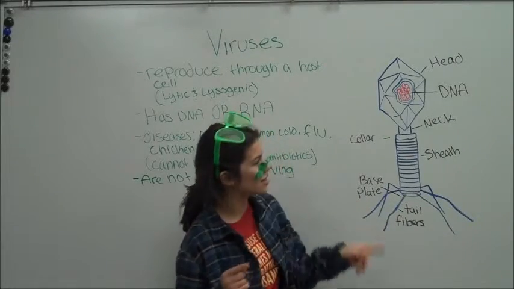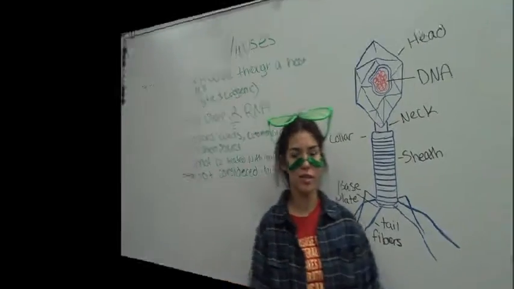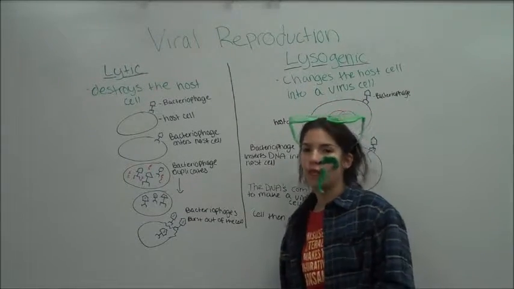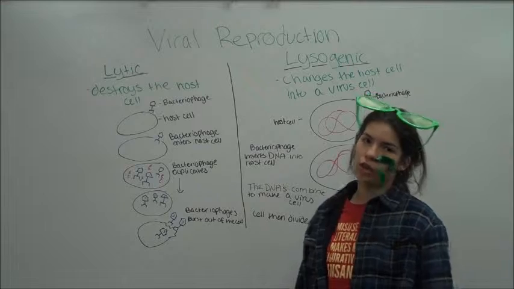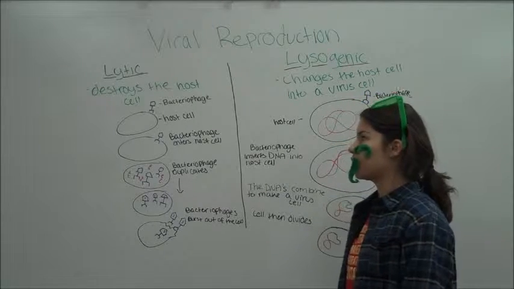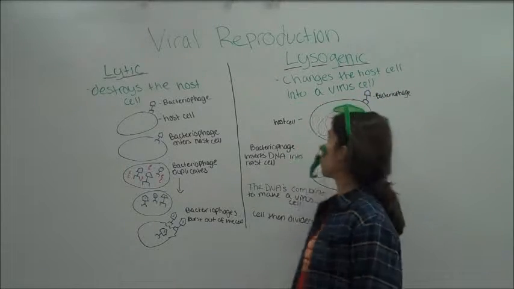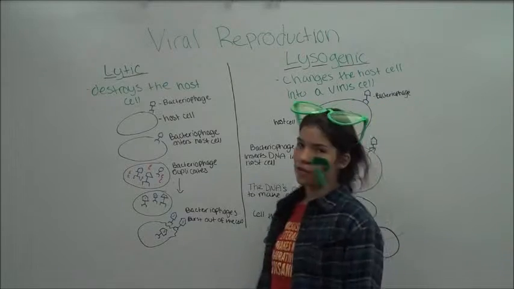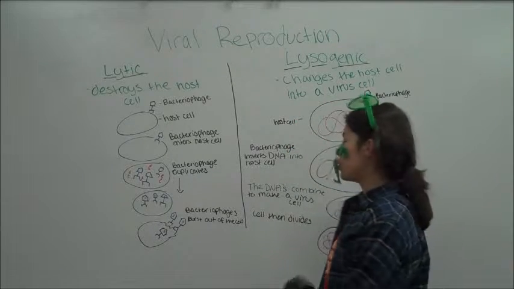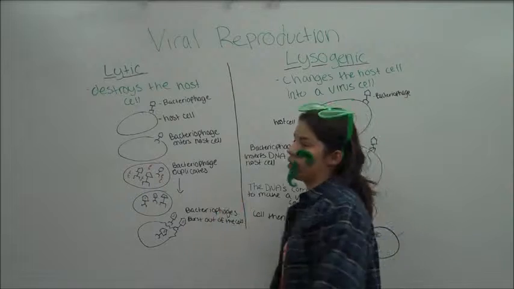By the way, here is a diagram. Embrace it, love it, study it. So the two viral reproductions are lytic and lysogenic. And the difference between lytic and lysogenic is that lytic destroys the host cell, while lysogenic changes the host cell into a virus cell. At some point, the lysogenic is going to go into the lytic cycle, but we'll talk about that later.